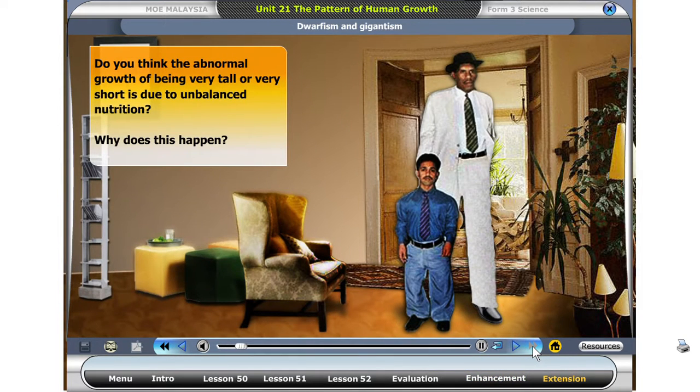Sometimes there are people who grow really tall, up to 8 feet, and there are some who only grow up to 2 feet. Do you think the abnormal growth of being very tall or very short is due to unbalanced nutrition? Discuss.